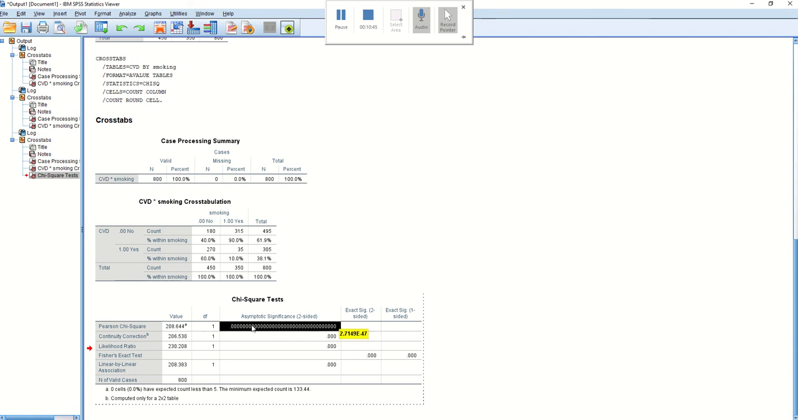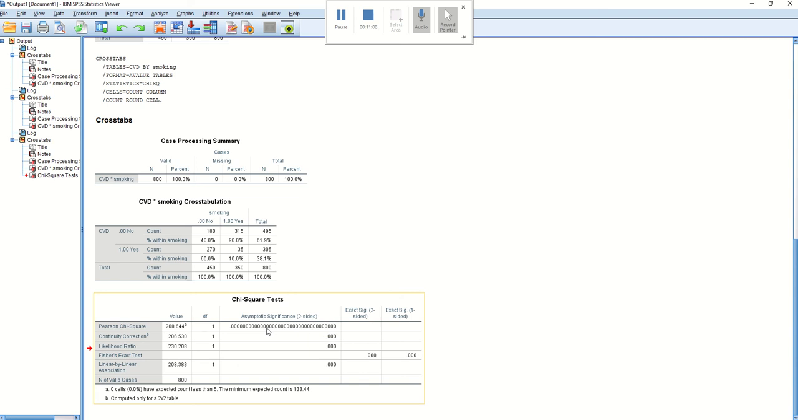When I moved my cursor, it kind of showed me how many trailing zeros there are before you are able to see some value. Anyway, this is not important. The important thing is when you see a zero as a p-value, just remember it's not really a zero. It's a very, very small number.